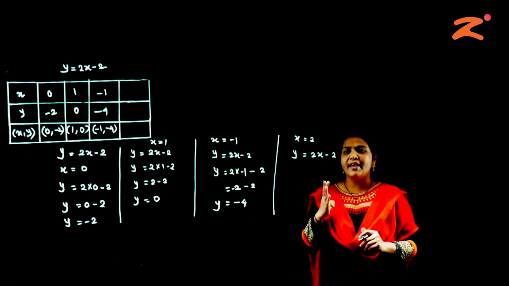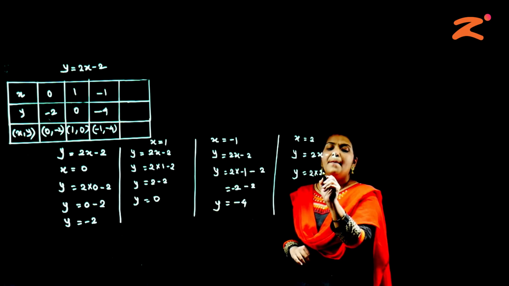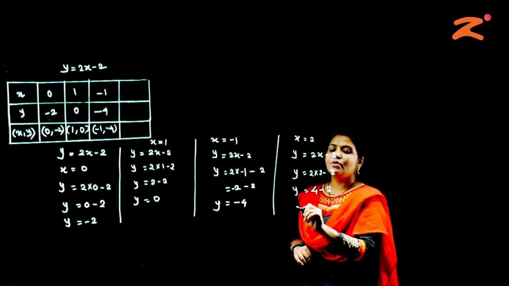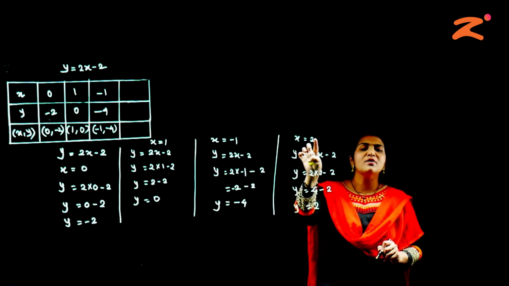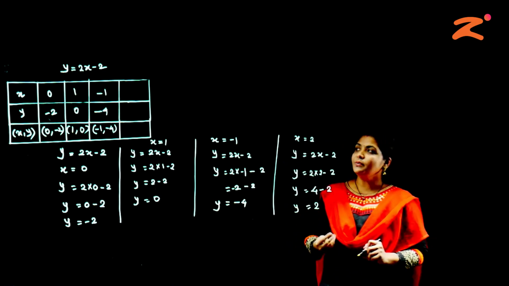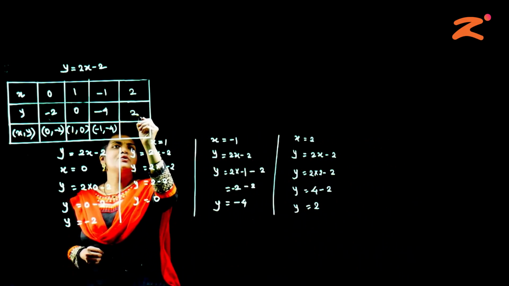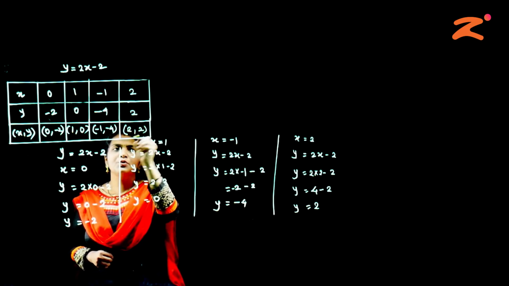Here in the place of x we are going to put 2. So y is equals to 2 into 2 minus 2. y is equals to 4 minus 2. So y is 2. What will you get? See, when x is equals to 2, y is equals to 2. Let us put this value: x is equals to 2, y is equals to 2. And the coordinates you will get are 2, 2.